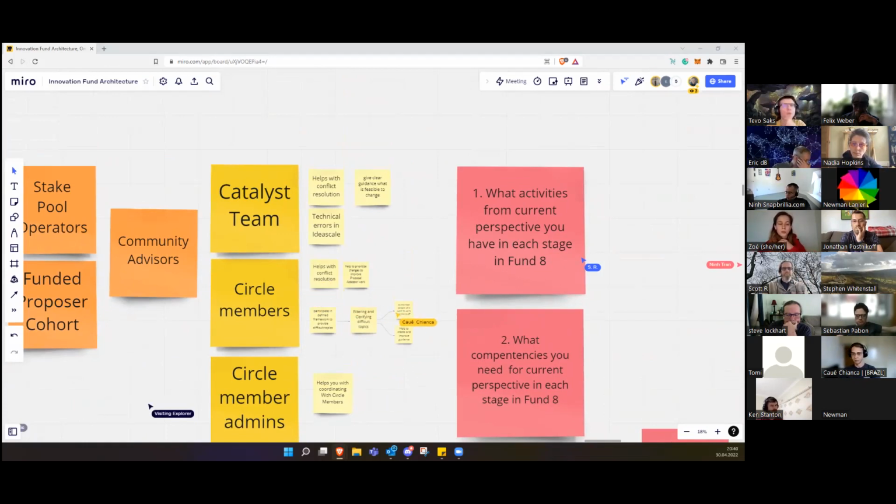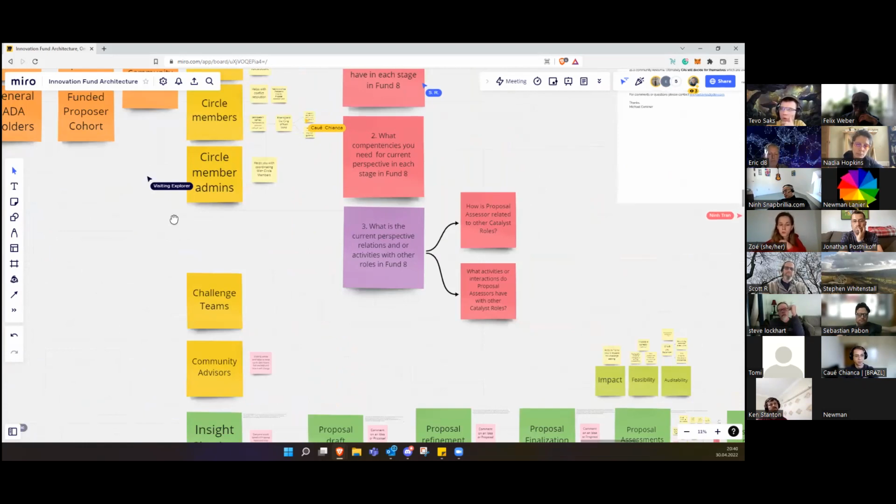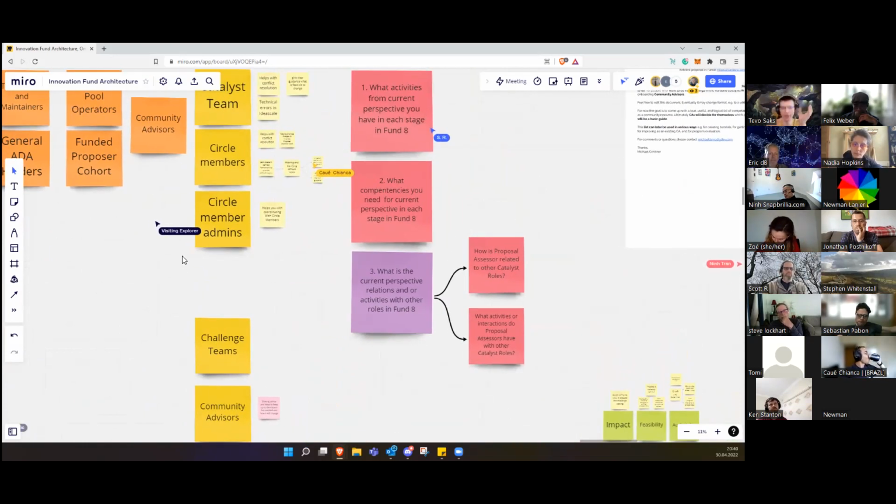Interesting. You kind of introduced a new role that I haven't added here, which is subcircles. But what could we call the community advisors, the subcircle right now? Okay, so now the community advisors, who don't have to do proposal assessments in order to be community advisors, are now community advisors because they're part of a subcircle.